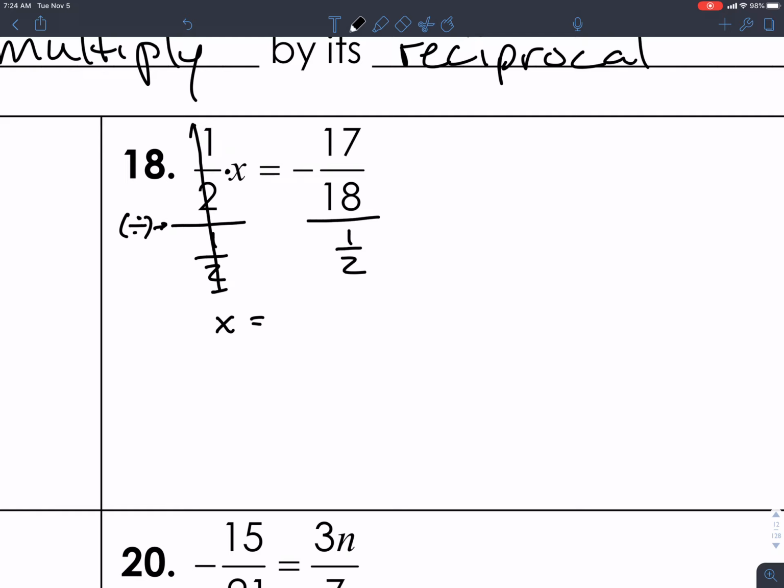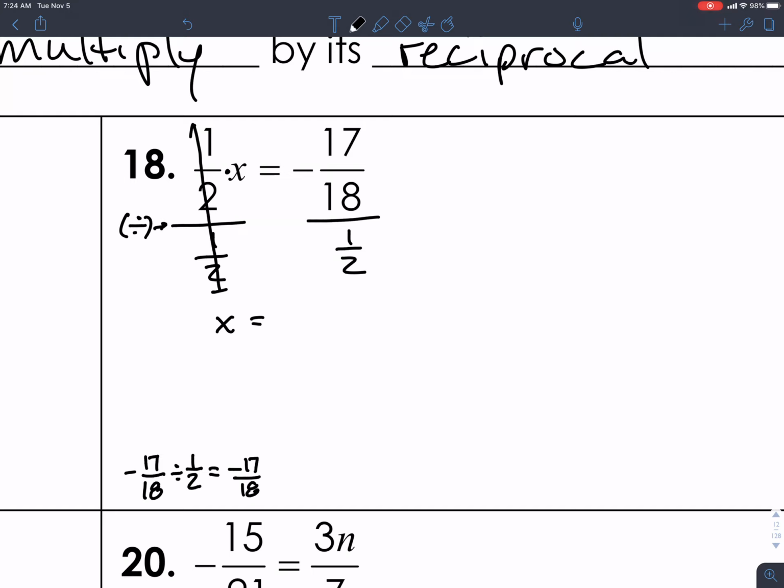And on the right, I got negative 17/18 divided by 1/2. I'm going to do my work down here. Negative 17/18 divided by 1/2. I'm going to go ahead and do this. That is equal to negative 17/18.